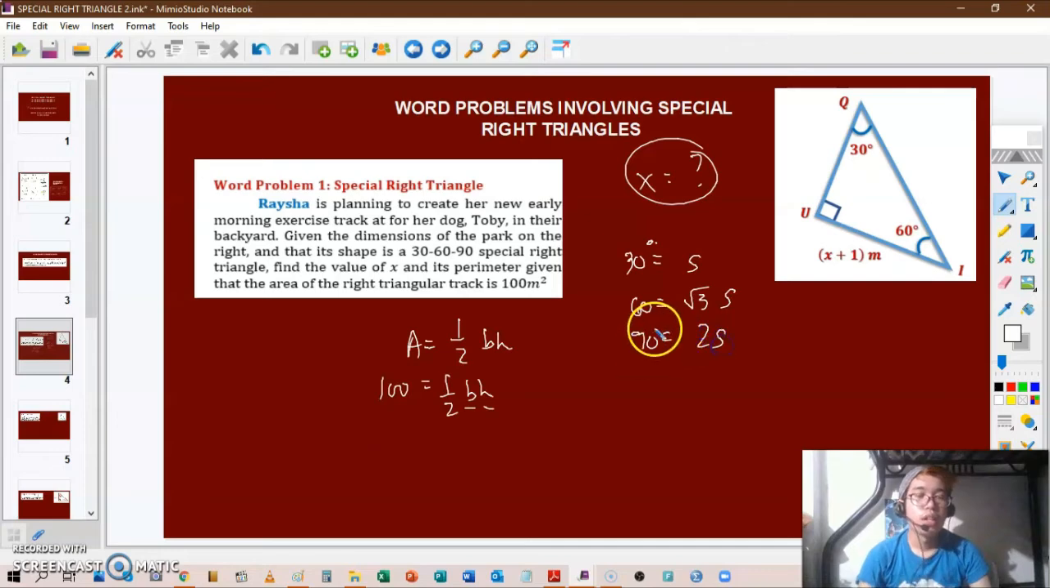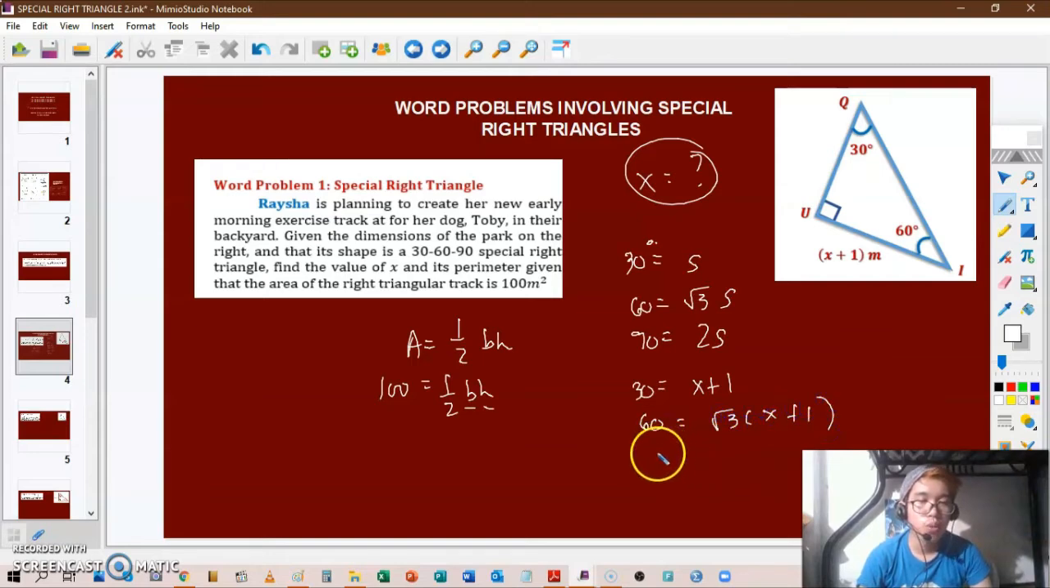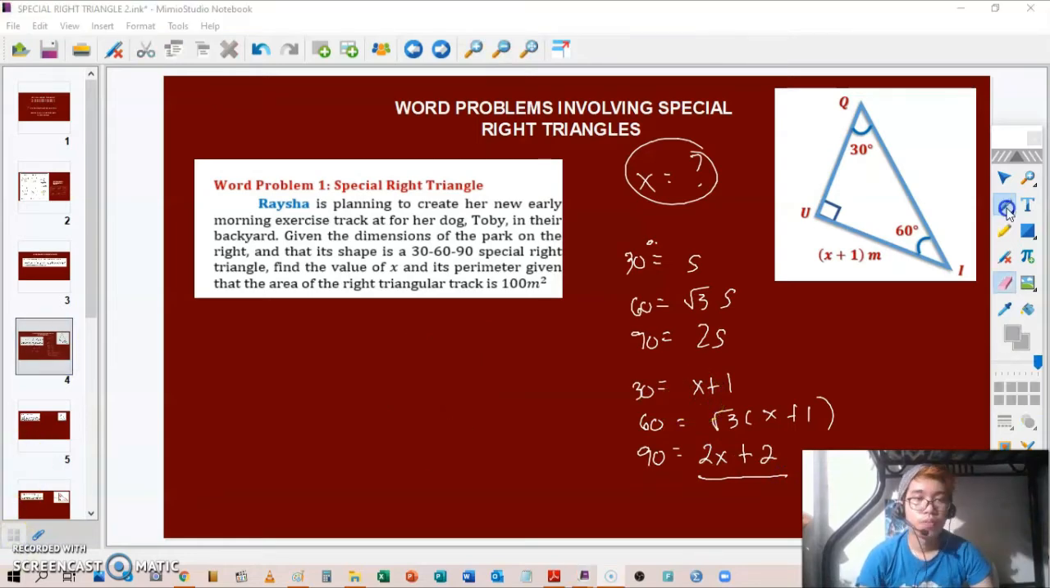equal to 2s. Therefore, since 30 here is equal to x plus 1, therefore the 60 degree angle is equal to the square root of 3 times x plus 1. And for this one, for the 90, we're going to get 2x plus 2. Okay, so there you go. So we already know the base, so it's 2x plus 2. Okay, so that's the base. Okay, so we can solve for the value of x.